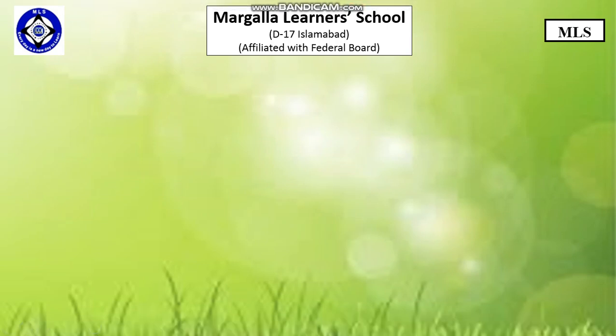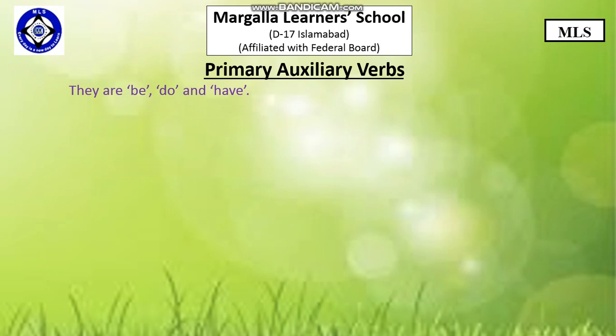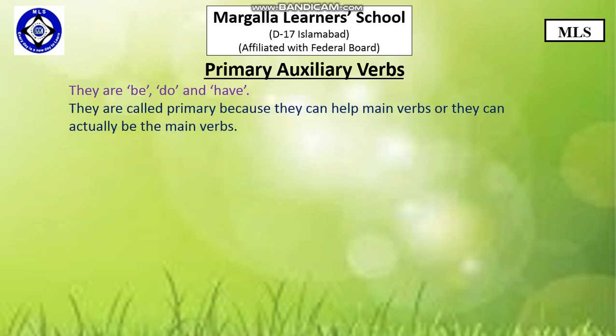Let's look at the first type of helping verb, which is primary auxiliary verbs. They are be, do, and have, which means that primary auxiliary verbs have three forms, which are be, do, and have.